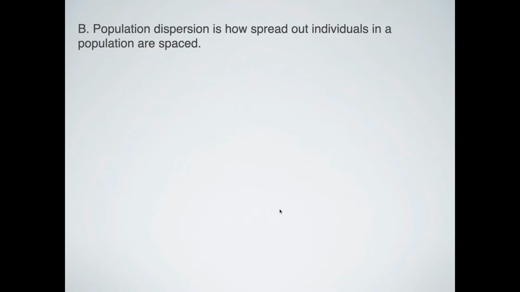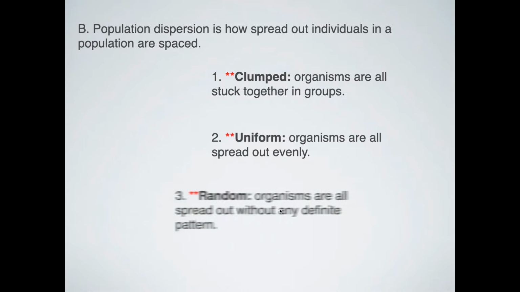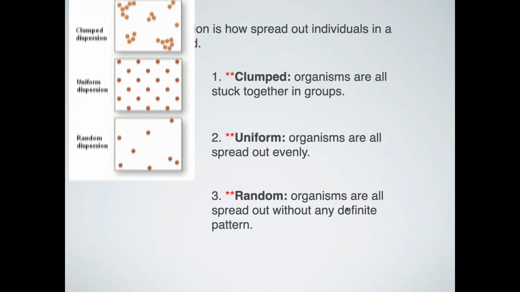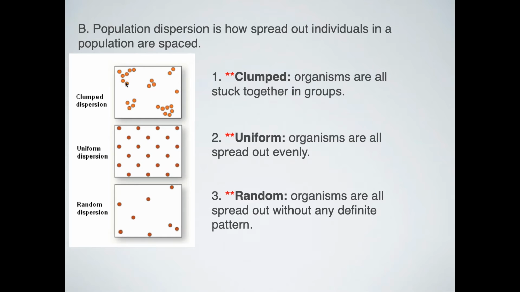Population dispersion, how spread out are individuals? Well, there are a couple of main ways of tracking population dispersion. So we have clumped, uniform, and random. Clumped is exactly what it sounds like. They're all in a little group stuck together, or they're in little groups stuck together. Uniform, they're evenly spread out. Random, there seems to be no pattern. So here you can see this is a clumped distribution. So we've got your little clumps of stuff here. Uniform is where everything is spread out evenly. And then random, there doesn't seem to be a pattern.